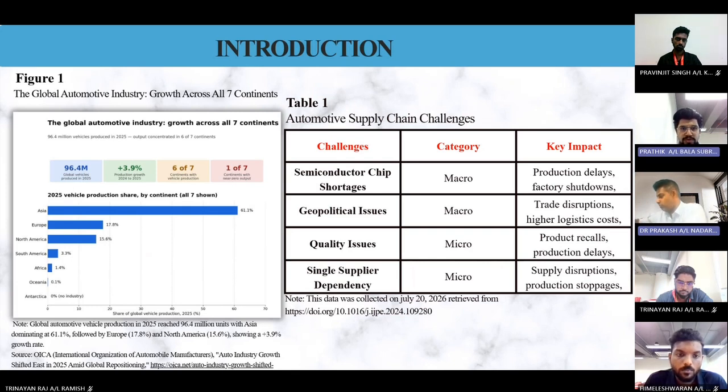Table 1 shows four major supply chain challenges. Semiconductor chip shortages and geopolitical issues are macro challenges because they affect the whole industry. Quality issues and single supply dependency are micro challenges because they affect individual companies. These challenges can cause production delays, higher costs, and supply disruption. Therefore, effective supply chain management is important to reduce these risks.